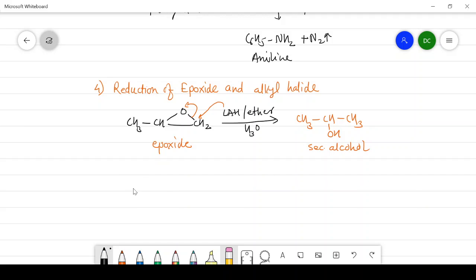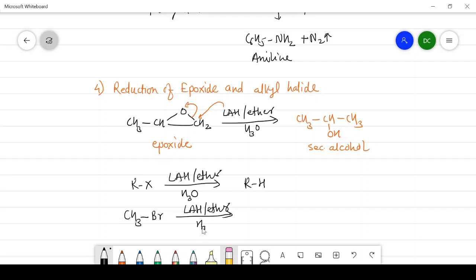The alkyl halide, that is RX, when treated with lithium aluminum hydride and ether, undergoes reduction to form RH, that is alkane. So alkyl halide undergoes reduction to form alkane. We will take CH3Br, lithium aluminum hydride, ether, and water. Here we are getting methane. In this way, alkyl halide can be converted into the corresponding alkanes.